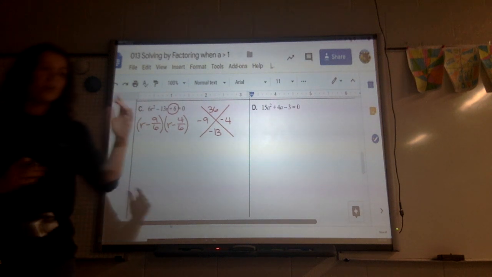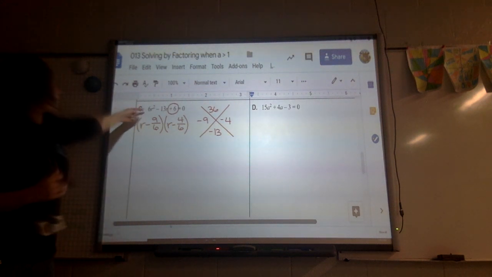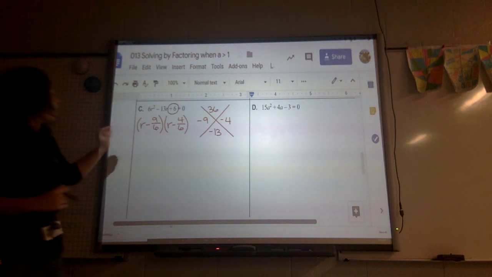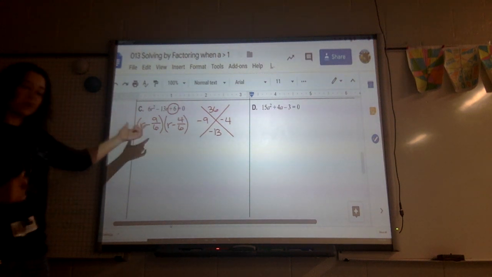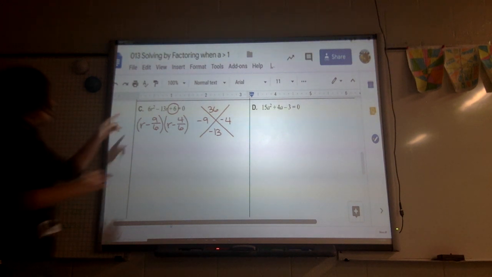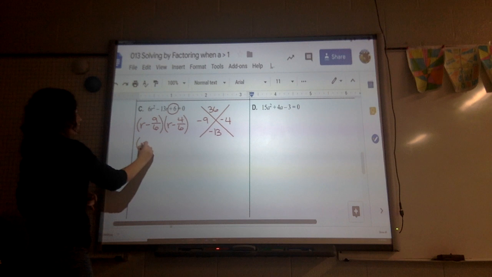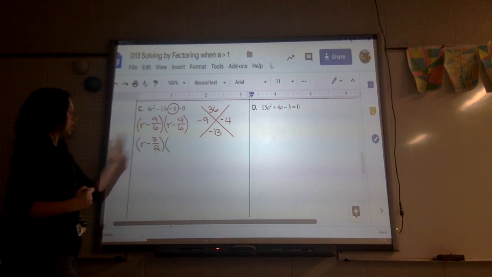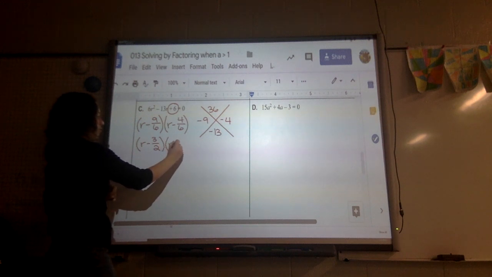Okay? So everything that you're doing has that first number in mind. It should never completely disappear. Okay. From here, I look at those fractions and I say, can they reduce? And you can type those in your calculator. Well, 9 over 6 reduces to 3 over 2. And 4 over 6 reduces to 2 over 3.